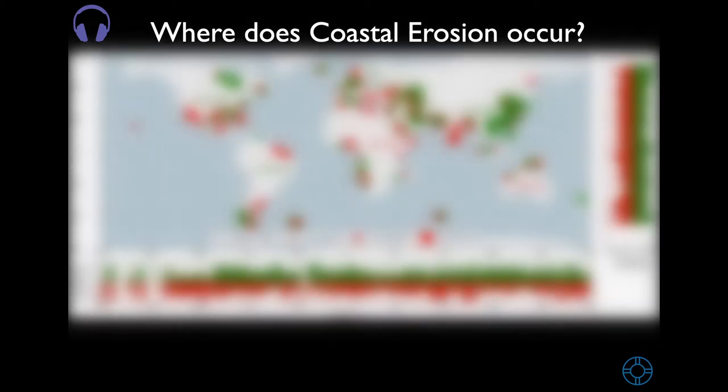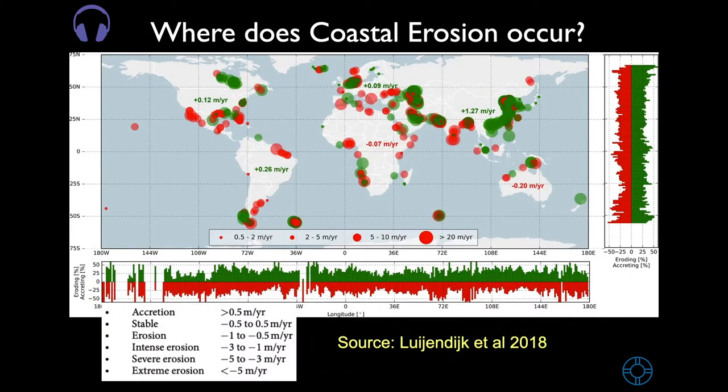So, where does coastal erosion occur? This map from Luijendijk and his collaborators, 2018, presents the global hotspots of beach erosion and accretion. The red and green circles, respectively, indicate erosion and accretion for the four relevant shoreline dynamic classifications. The bar plots to the right and at the bottom present the relative occurrence of eroding or accreting shorelines per degree latitude and longitude respectively. The numbers presented in the main plot represent the average change rate for all sandy shorelines per continent.